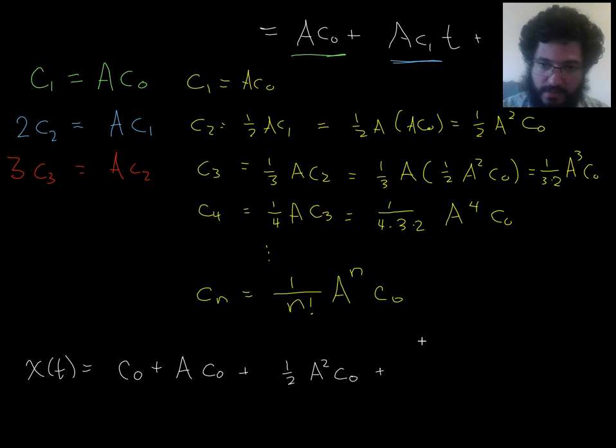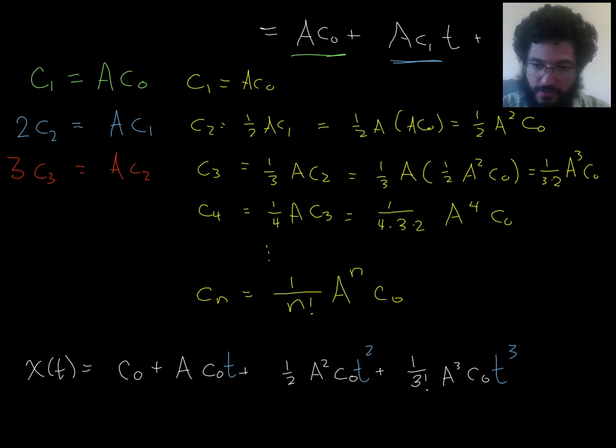And then this one is 1/3 factorial, let's write it like that, A cubed C0. I'm sorry, I dropped the t's. Why did I do that? This is the coefficient in front of t. Let me make the t's even a special color. They're kind of important. This is the coefficient in front of t squared. This is the coefficient in front of t cubed. And so on. So the nth term of the sum is 1/n factorial a to the n C0.